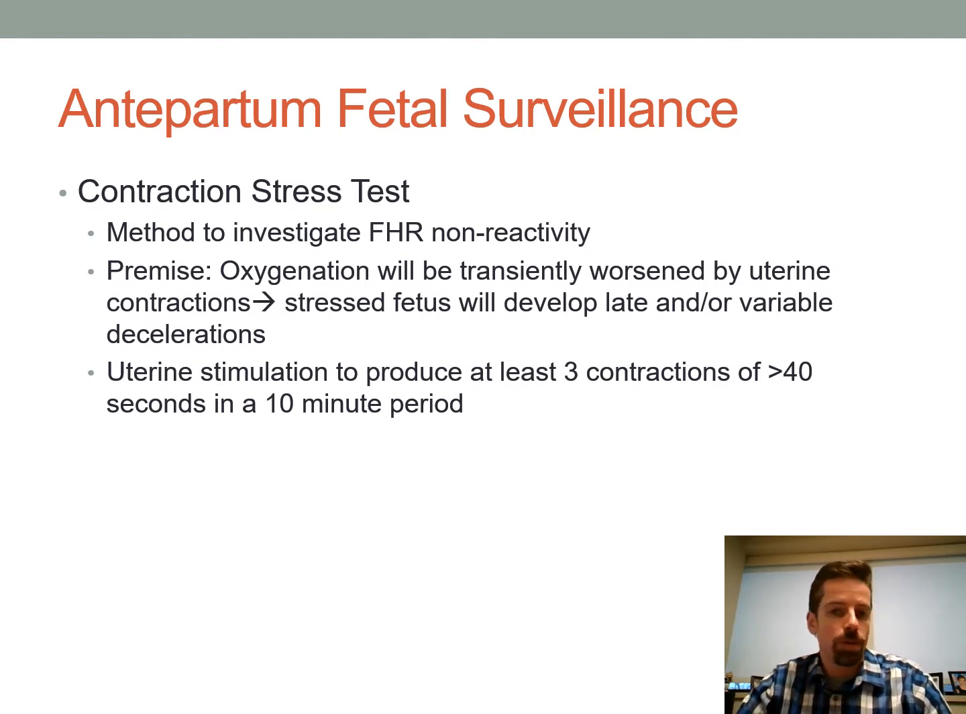So if the fetus is truly stressed and at risk of acidosis, the fetus is going to develop late and/or variable decelerations once you add some stress to that uterine environment. So to successfully do a contraction stress test, you need to give oxytocin enough to produce at least 3 contractions of greater than 40 seconds in a 10-minute period.